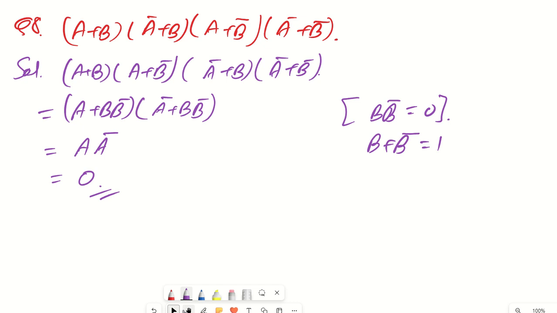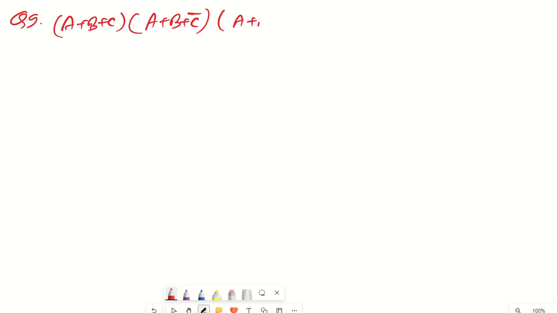All right, let us take another question. So the question is, (a plus b plus c) into (a plus b plus c bar) into (a plus b bar plus c). This was asked in GATE. So we have to find out what is the simplified value for this particular expression, right? So what we can do is, we can try directly solving it and see what is the answer that we are going to get, right?